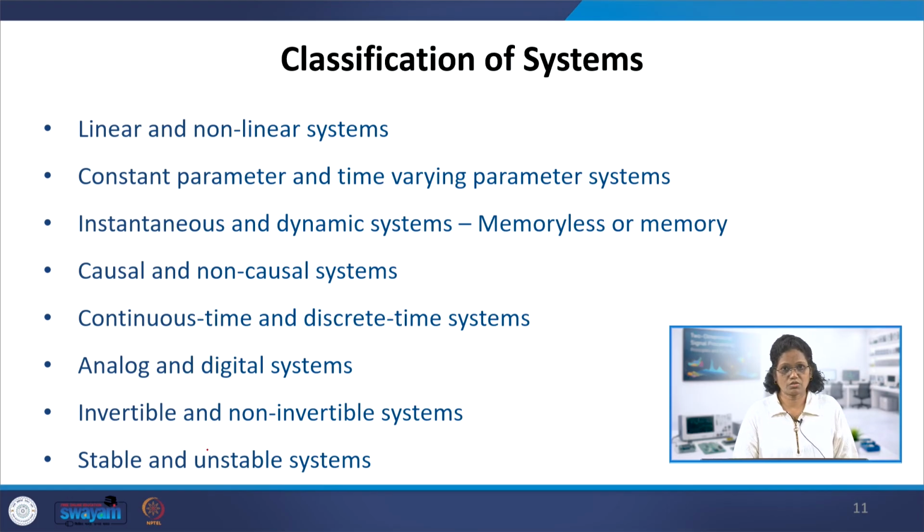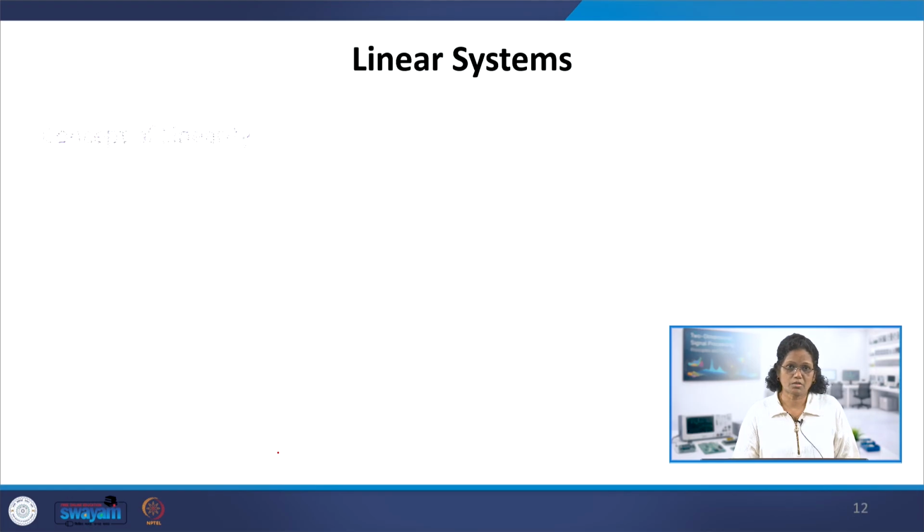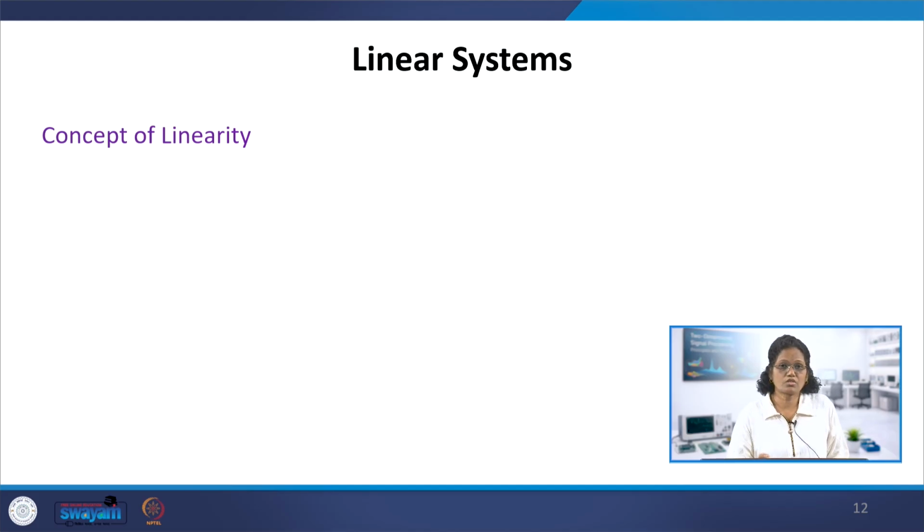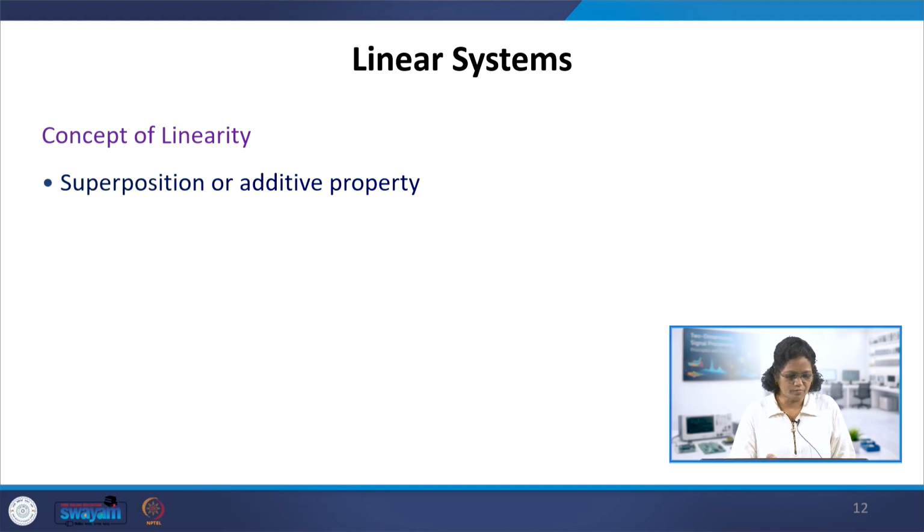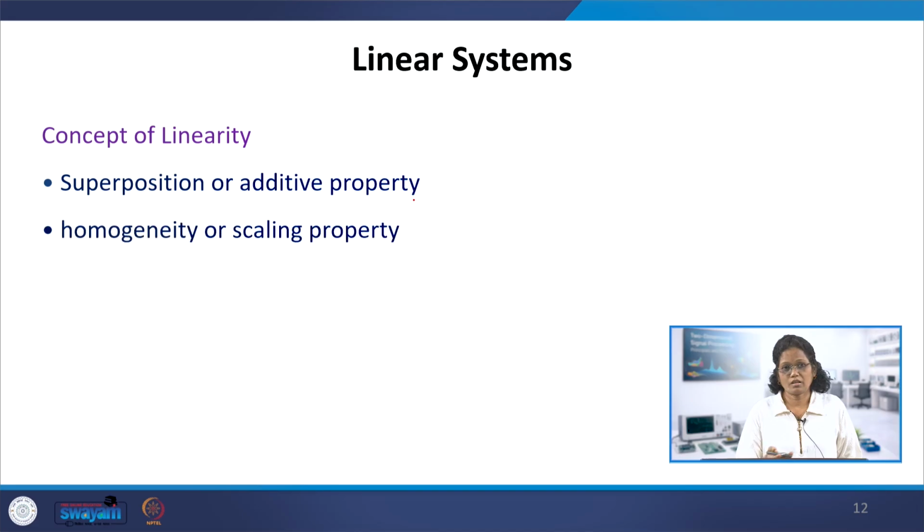So we will see what is the difference between the stable and unstable systems. First we will take the linear system as the top priority in the classification. So what is the concept of linearity? As we know, it should obey the superposition property, or the additive property, and the second one is the homogeneity or scaling property. Both of them need to be satisfied by the system, then the system will be linear.